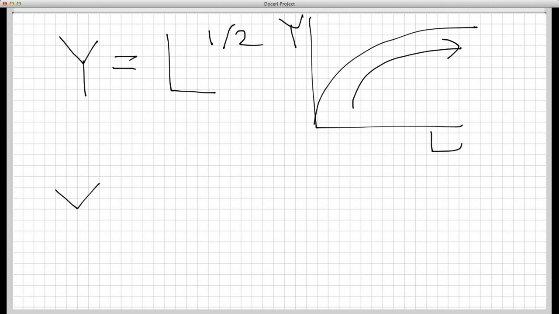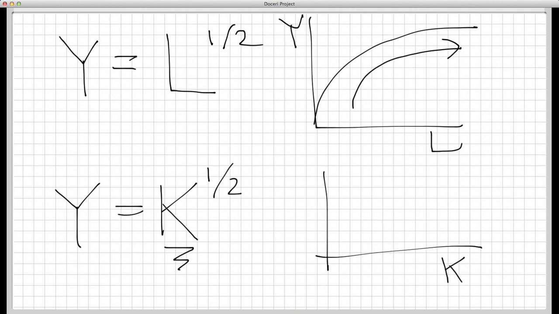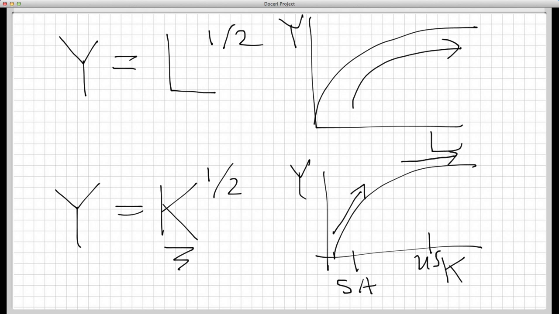We can write a similar function with capital. So capital comprises things like machines and buildings, that sort of thing. K to the 1/2 will look the same. So imagine we're talking about a developing country, okay? There are a lot of sub-Saharan African countries that are down in the developing range, low amounts of capital. Obviously, because they have small amounts, they're going to get a lot of boom for their buck, a lot of output. But if we're talking about a developed country like the United States, adding a little bit more capital results in relatively less output. So this is why we see that stylized fact in the data.